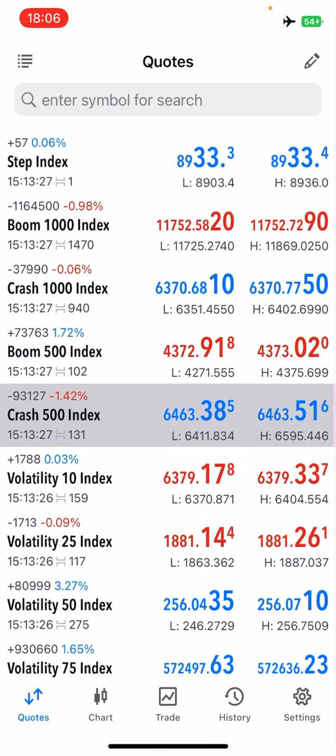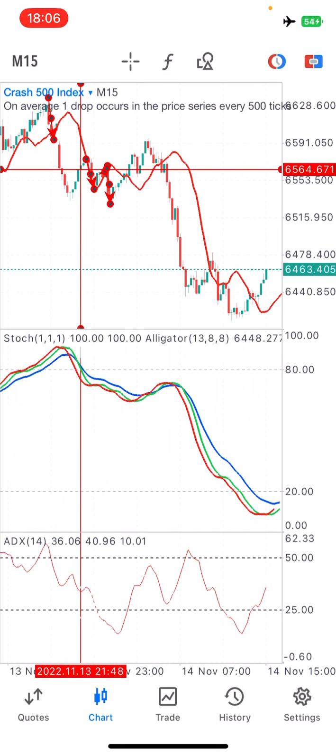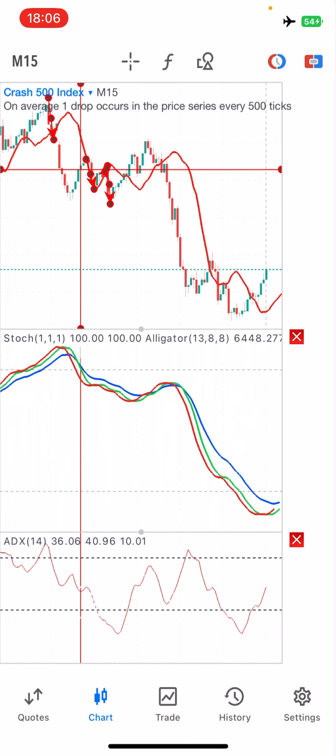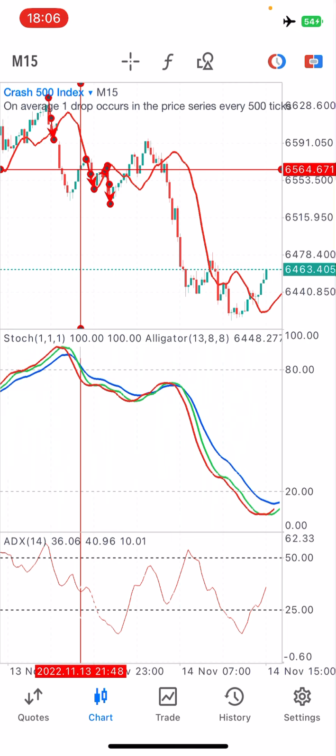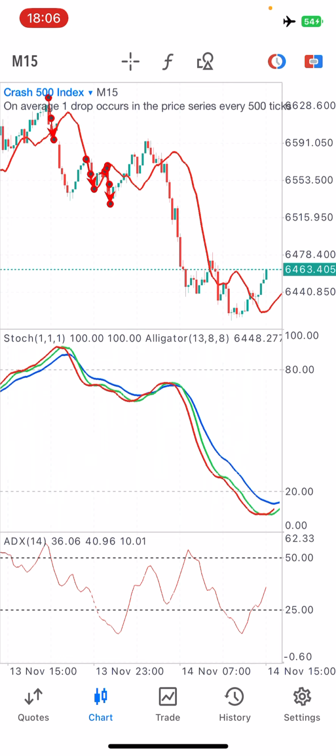Okay, let's see how it works on Crash. If you want to scalp Crash, we actually have a nice setup that is forming. If you are quick to watch this video, you might be able to catch this trade. Let me just remove this.